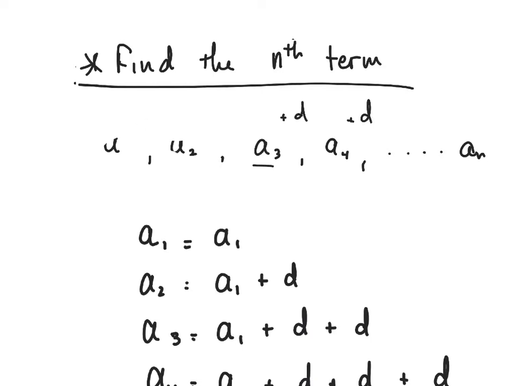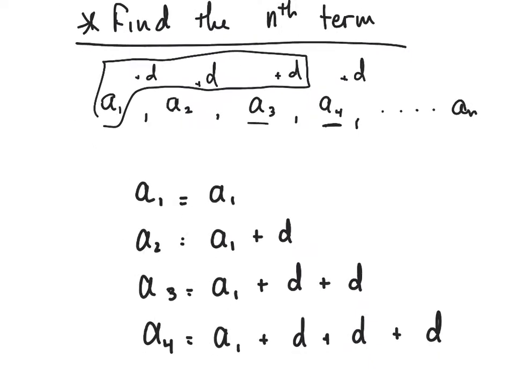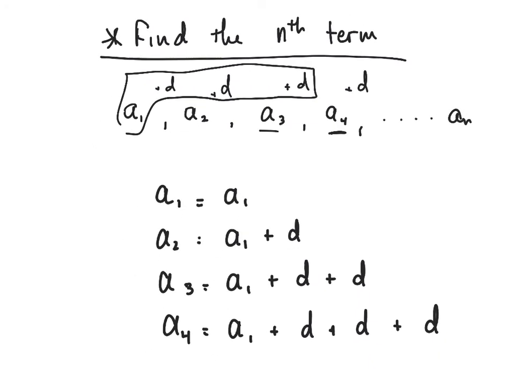And then we fix this here. Fourth term, if we wanted to look at the fourth term in relation to the first term, the fourth term is the first term if we add 3 common differences there. So fourth term is equal to a sub 1 plus d plus d plus d.